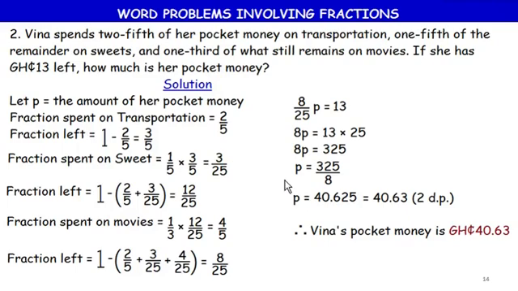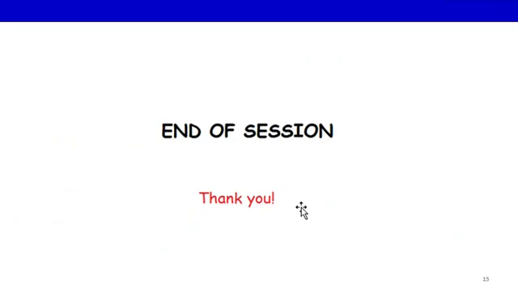So this is a general overview of fractions. This is where we bring the entire lesson to an end.